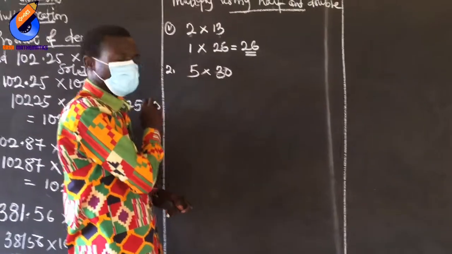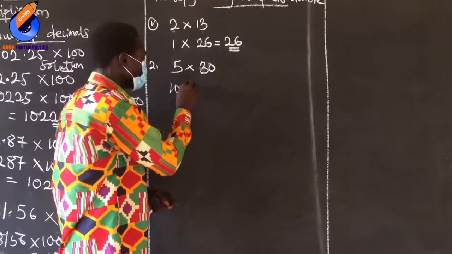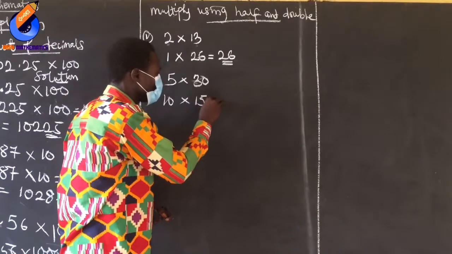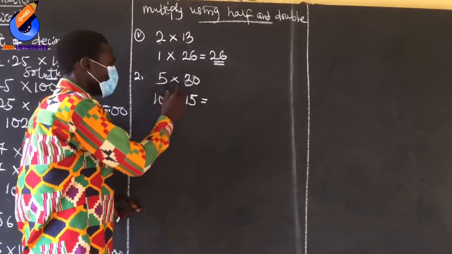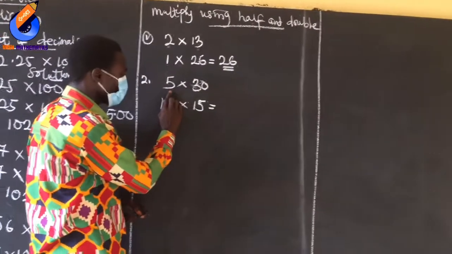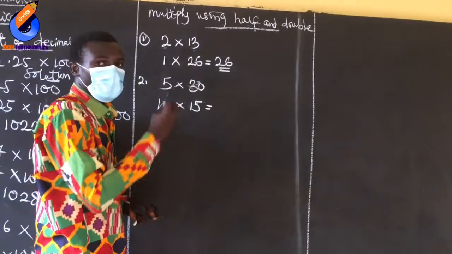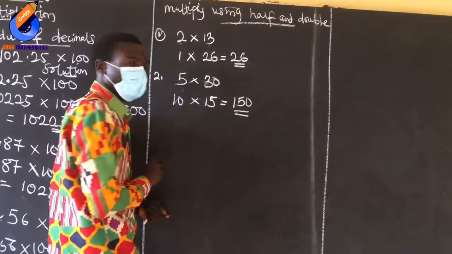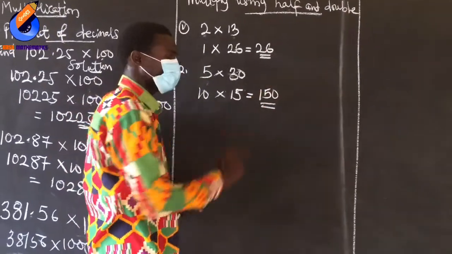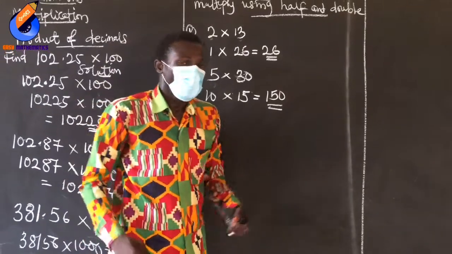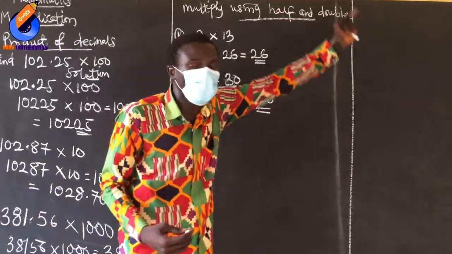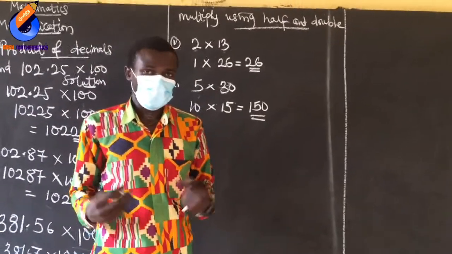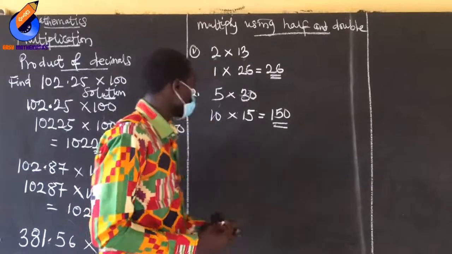So the double of 5 will give me 10, times the half of 30, which gives me 15. Then I'll multiply 10 times 15. If I cover the 0, I have 1 times 15, and any number times 1 is the number. So 15. And I'll just bring my 0, giving me 150 for my answer. So when you're being asked to use the half and double method to do multiplication, that is how you are going to solve the question.